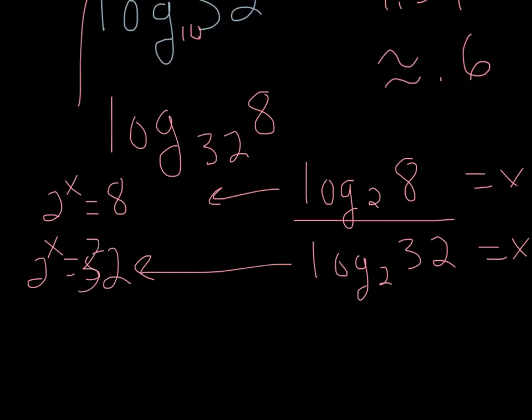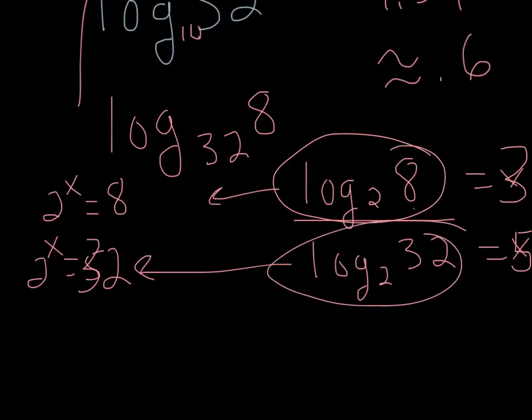This whole thing is equal to 3. What's the bottom equal to? 5, right? It's 2 to the 5th. So I can replace this with a 3 and I can replace this with a 5. So I get 3 over 5, which equals exactly 0.6.